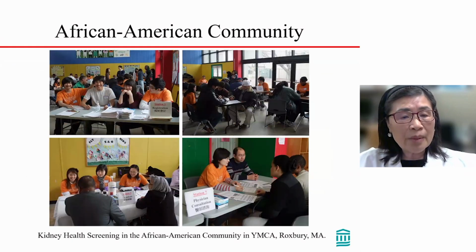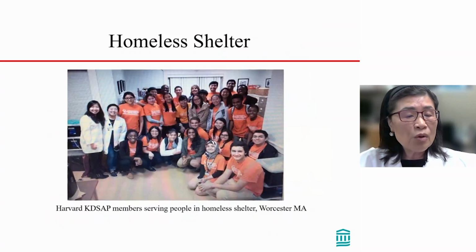We also go to African American communities. We go to homeless shelters. To go to a homeless shelter, this figure shows: we conduct the screening starting at 5 p.m. because the shelter provides dinner around 6 p.m. So by the time we finish our work, we usually get home around 10 p.m. So this is what I mean by assessing the community, knowing the best way to serve them.